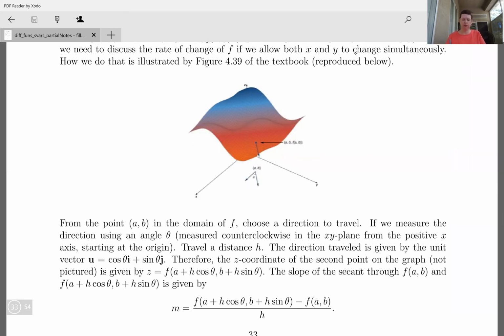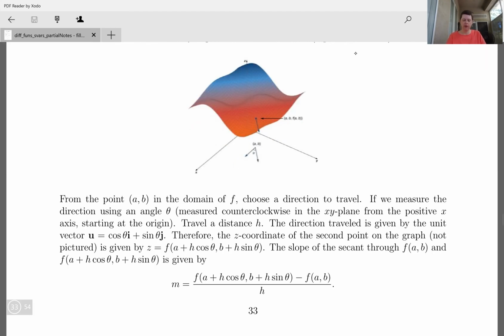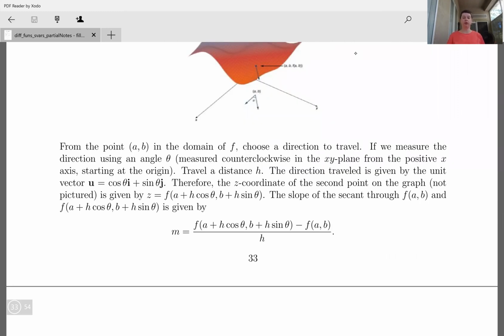The direction traveled is given by the unit vector cosine theta i plus sine theta j, which we'll call u. The z coordinate of the second point on the graph, which isn't actually pictured in the figure, is given by z equals f evaluated at (a plus h cosine theta, b plus h sine theta). The slope of the secant through those two points is given by this equation here. It's the standard slope of a line, rise over run, so to speak.